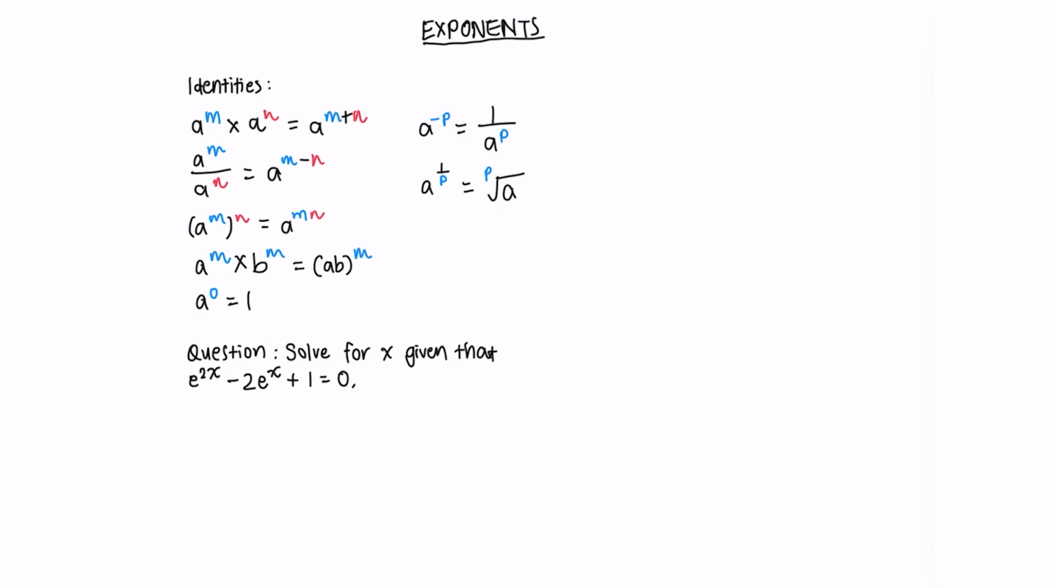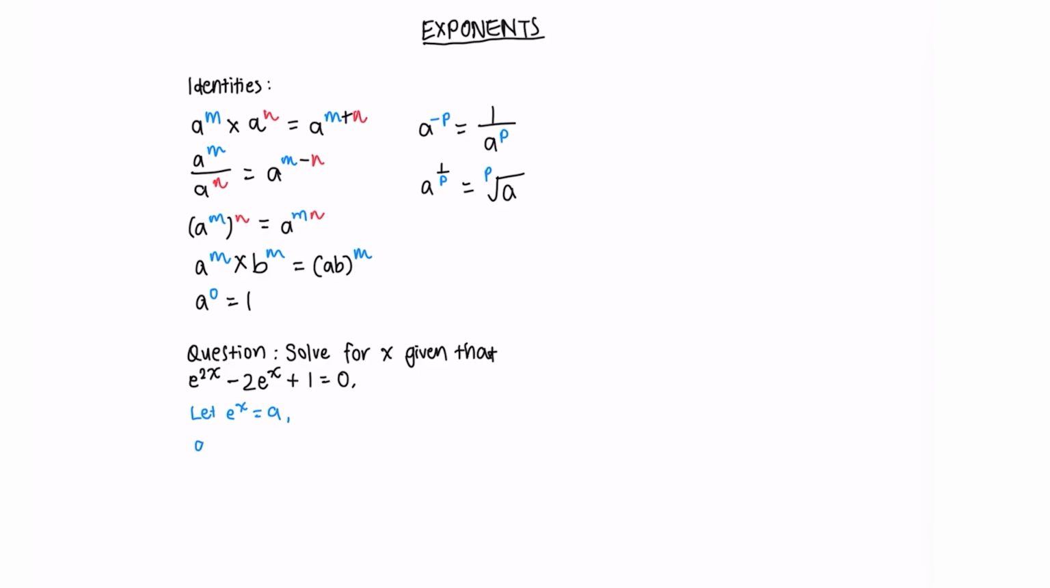Solve for x given that e to the power of 2x minus 2 times e to the power of x plus 1 equals 0. So how do we do this? Usually what I like to see is that this is a quadratic equation in terms of e to the power of x. If we let e to the power of x equal a, we can just do a little bit of substitution. We also realize that e to the power of 2x is actually just a squared, because this is just (e to the power of x) squared, right?